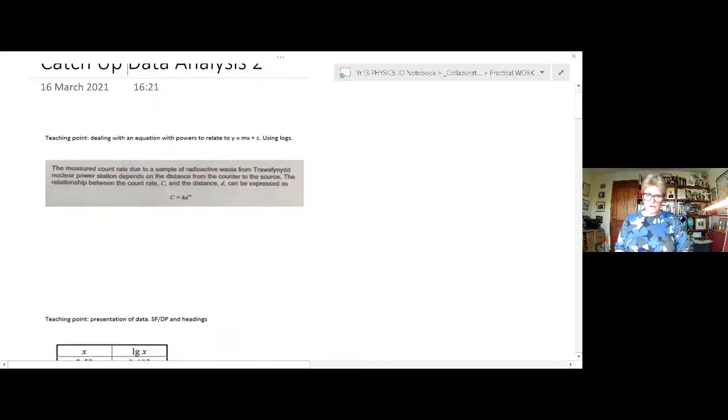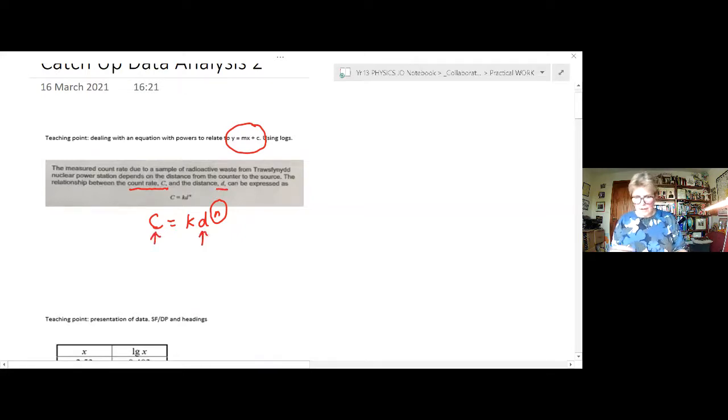Okay, so if I've got this exponential relationship here, C equals K D to the N, it's an exponential relationship because I've got this power term. And what physicists like to do is they like to put it into the form of y equals mx plus c, because they know if they can get it into that form, they'll get a straight line and they can get a relationship between the two quantities. Now here, the two variables are the count rate and the distance. So that's this bit and this bit.